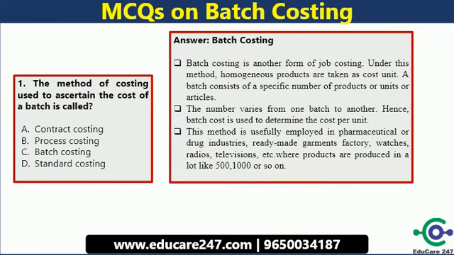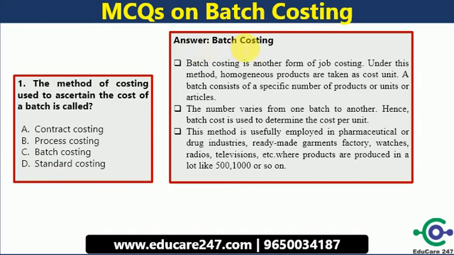So let's start with the MCQs which are based on batch costing. Question number 1 says, the method of costing used to ascertain the cost of a batch is called option A, contract costing, option B, process costing, option C, batch costing, option D, standard costing. So among all these options, correct option is batch costing.